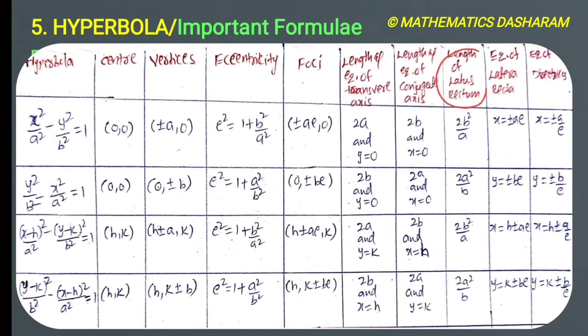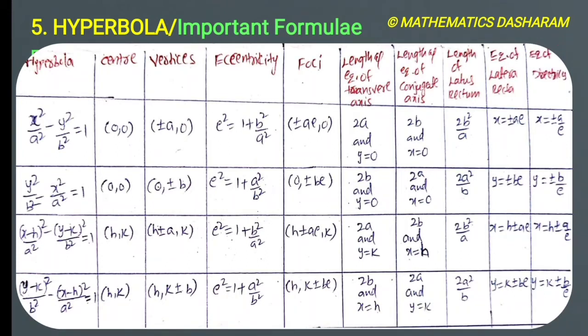Length of a latus rectum, equation of a latera recta. Latera recta means the plural form of a latus rectum. Because in the hyperbola we have 2 latus rectum, that is why it is the equation of a latera recta. Next, equation of a directrices.